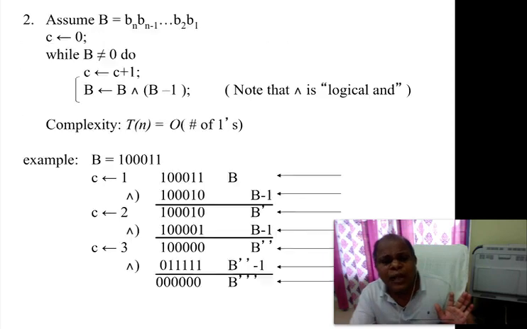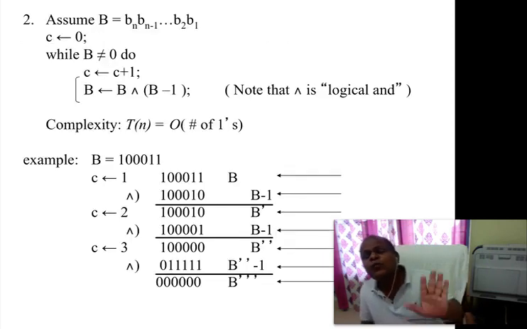But consider another way of solving it. Assuming that we have the n-bit string which is equal to b_n to b_1. Now what happened?